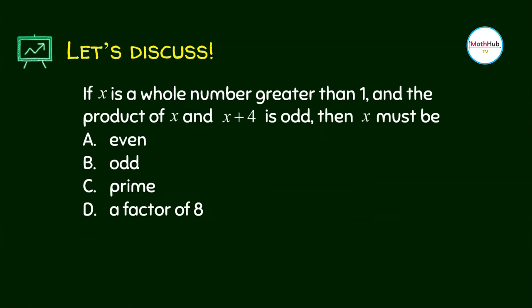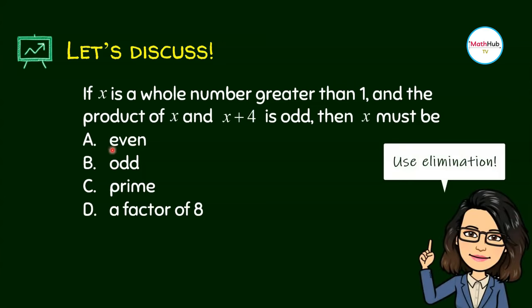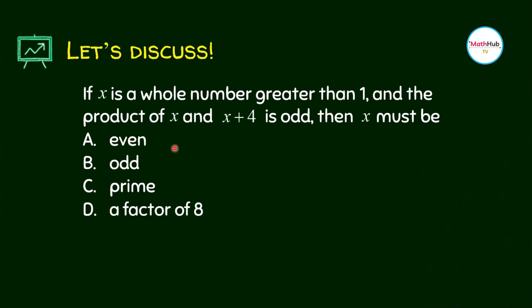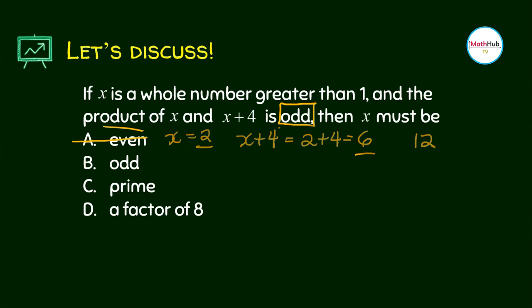If x is a whole number greater than 1 and the product of x and x plus 4 is odd, then x must be. In this case, what we will do is use elimination. We will try if letter A is the answer. Can x be even? Let's say x is 2. If x is 2, what is x plus 4? When you substitute, that would be 2 plus 4, so the answer is 6. But let's look at the product. The product of 2 and 6 is 12. But it says here that the product must be odd. So letter A cannot be the answer.